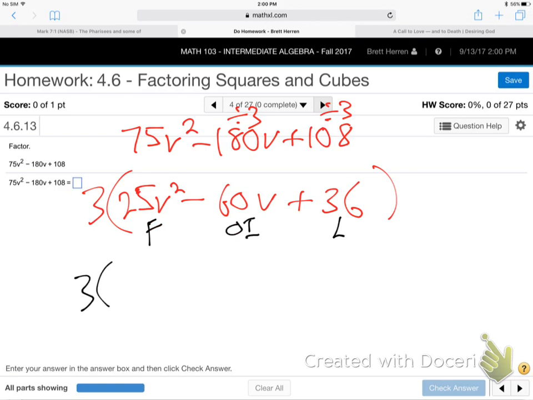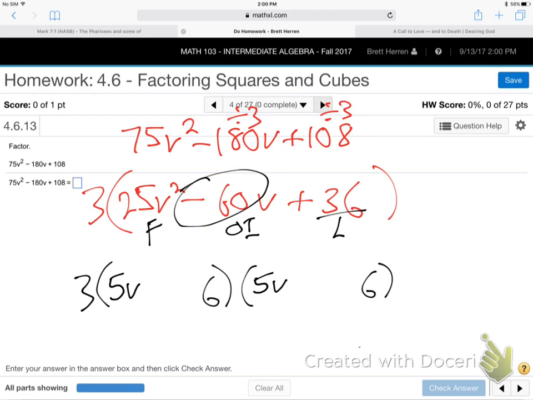FOIL. 5v, right, front times front. And last times last to be 36: 6 and 6. They're going to be identical twins. There's a minus in the middle, so they've both got to be minus. You can double check it. The two inners minus 30v, the two outers minus 30v. That'll make the middle minus 60v. It's all good.